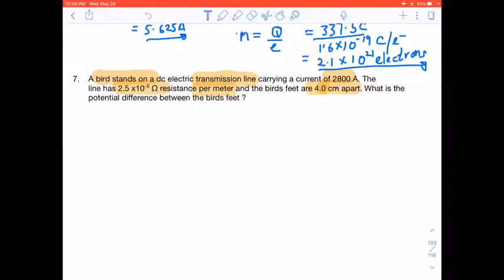Okay, between the bird's feet. Right, now, if we look at this, we say, all right, here we've got our bird. Okay, say we have our bird.